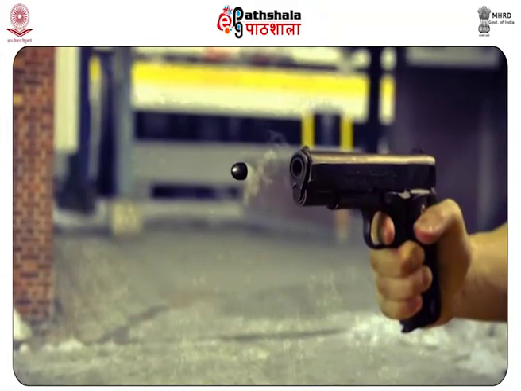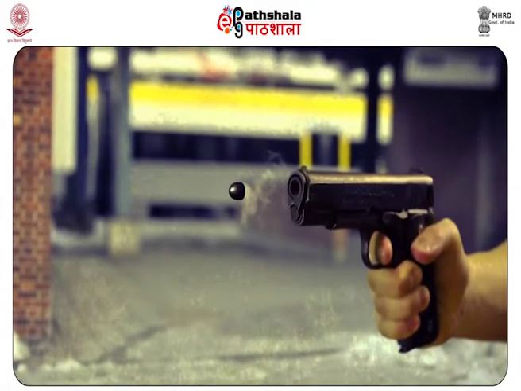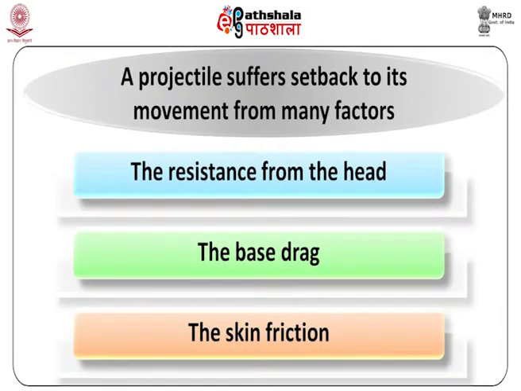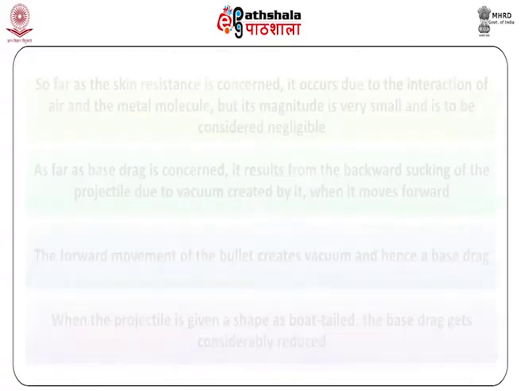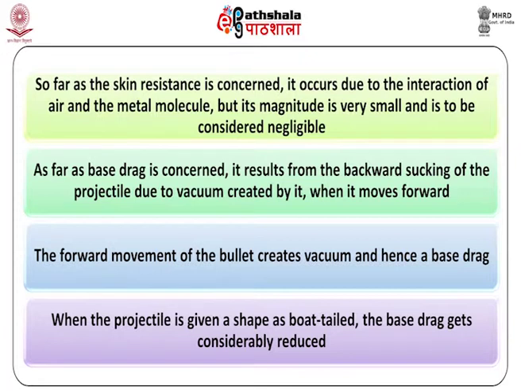Trajectory of a projectile gets affected by the shape of the bullet because different shapes of bullet face different air resistance. Some overcome air resistance better than others. A projectile suffers setback to its movement from many factors. Some of them are the resistance from the head, the base drag, and the skin friction. So far as the skin resistance is concerned, it occurs due to the interaction of air and the metal molecules, but its magnitude is very small and is to be considered negligible.